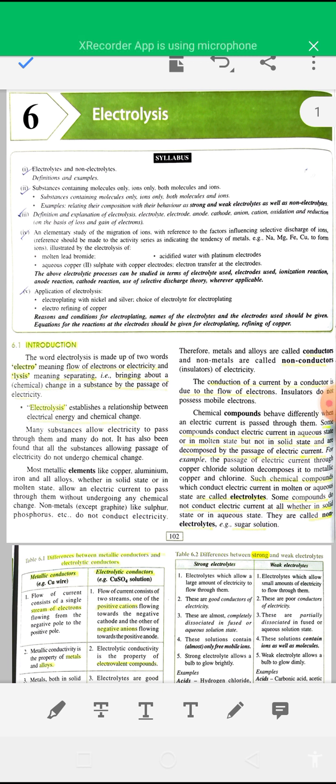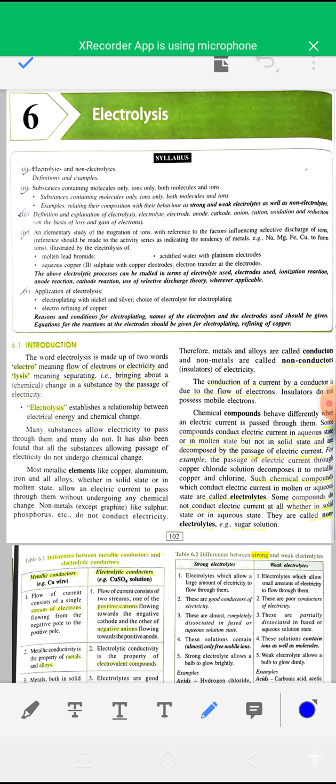In this video I am going to start chapter 6 of class 10 chemistry. The topic is electrolysis. I have marked the syllabus here, you can see, and according to the reduced syllabus for the board exam you have to read the entire chapter. Nothing is reduced from this chapter. The complete chapter is given, you have to read the complete chapter.